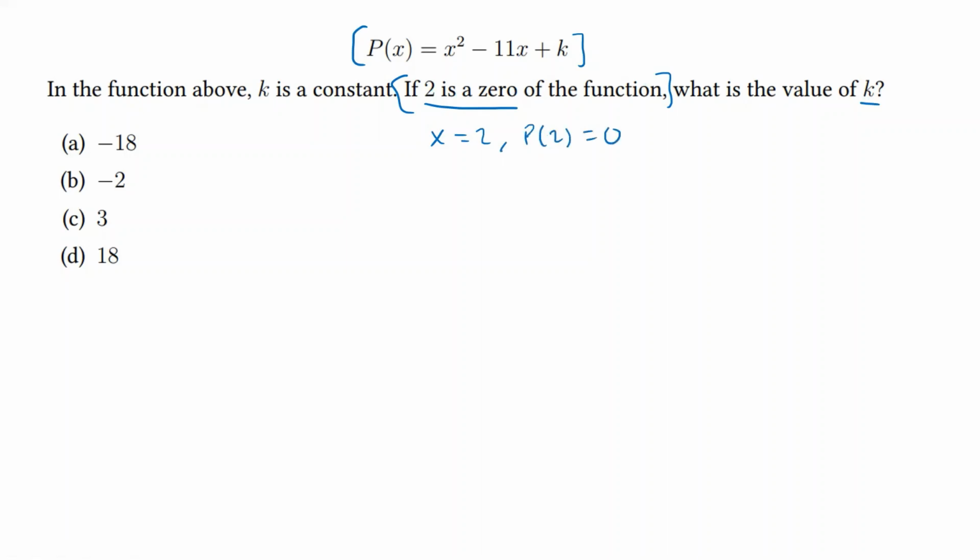We can plug these in. If p of 2 is 0 and x is 2, we have 2 squared minus 11 times 2 plus k. This simplifies to be 4 minus 22 plus k, so k is 18.